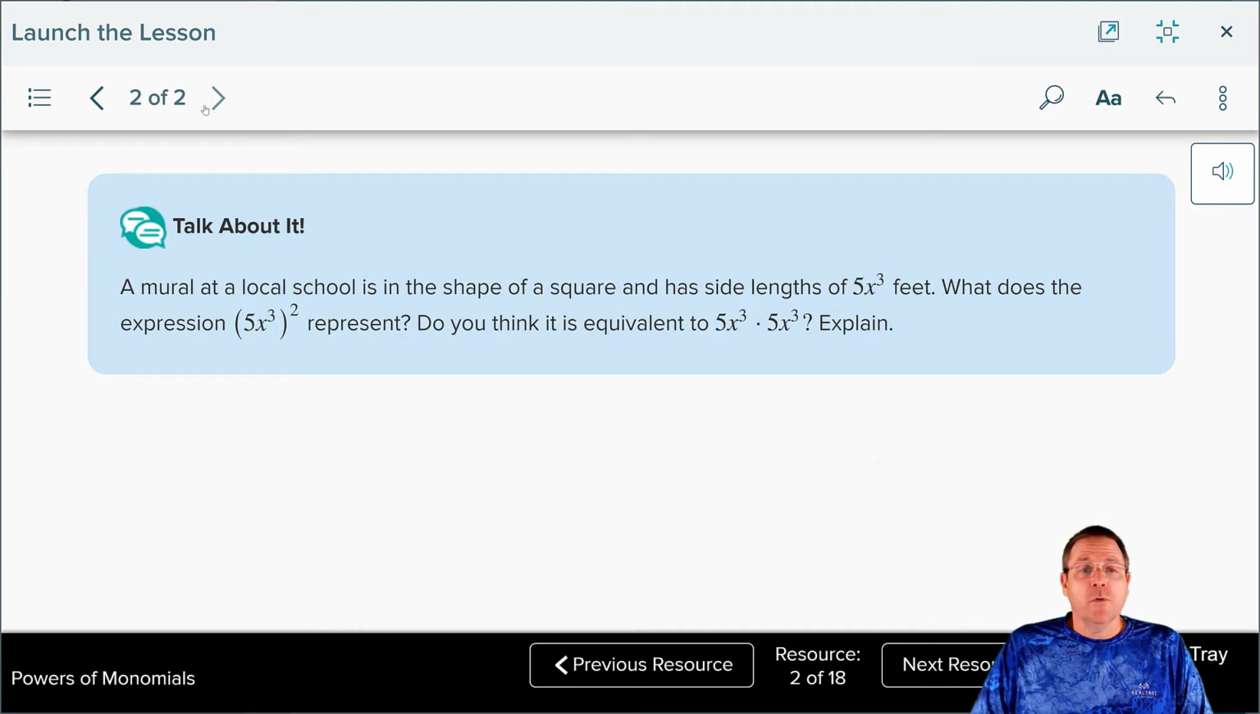The mural at a local school is in the shape of a square and has side lengths of 5x cubed feet. Now really, what school is going to write it as that? I know you're thinking this is stupid. I'm thinking this is stupid, but let's pretend it's not. What does the expression 5x cubed represent? Do you think it is equivalent to 5x cubed times 5x cubed? Explain your answer. These are the things we're going to learn when we cover this lesson.